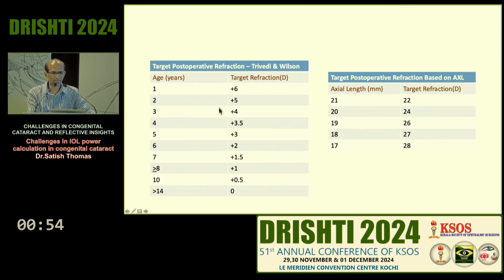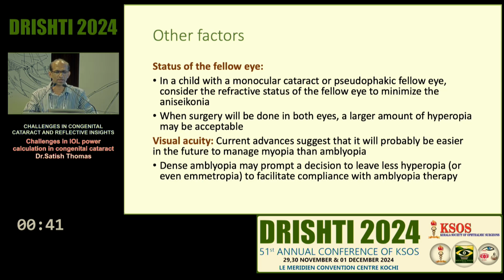And this is another table, again slightly different from the Enyedi et al. And on your right hand side is that table which gives you what IOL power to put based on axial length alone. So all these tables are available.